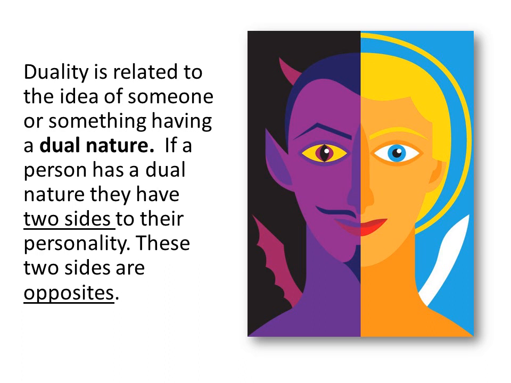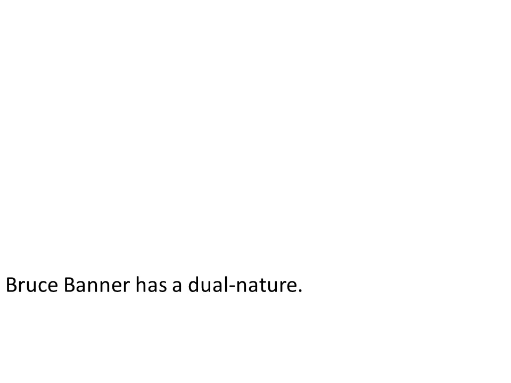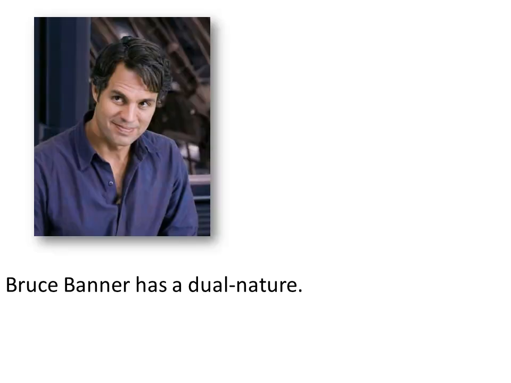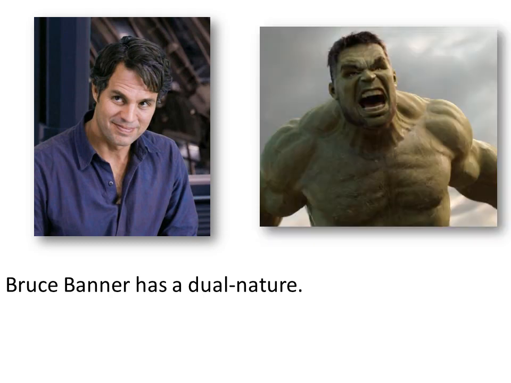I'll now give you some examples of different characters who have a dual nature. First of all, we have Bruce Banner. Bruce Banner has a dual nature. Whereas Bruce is a mild-mannered and intelligent scientist, his alter ego the Hulk is a violent and angry monster.